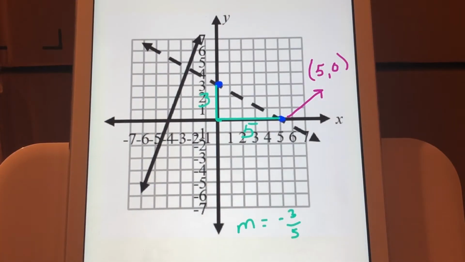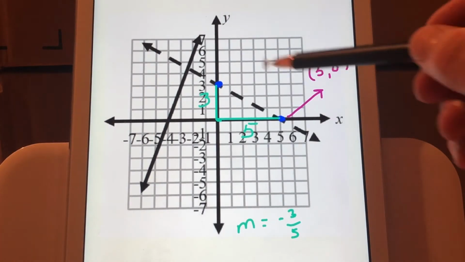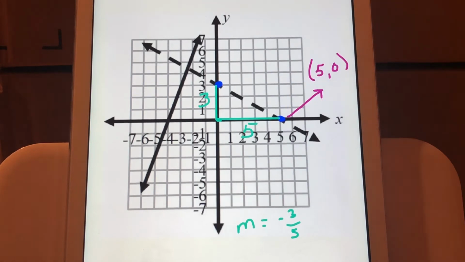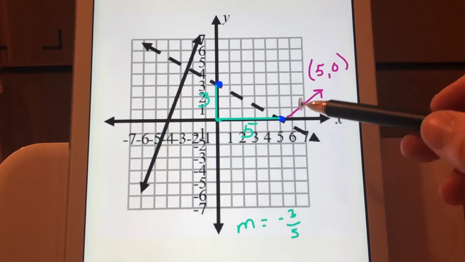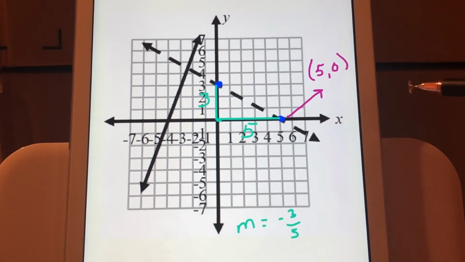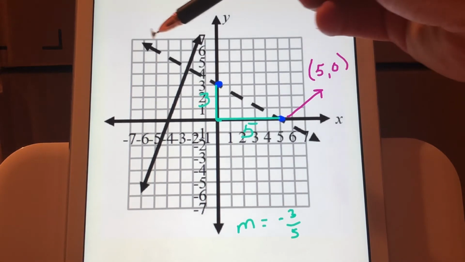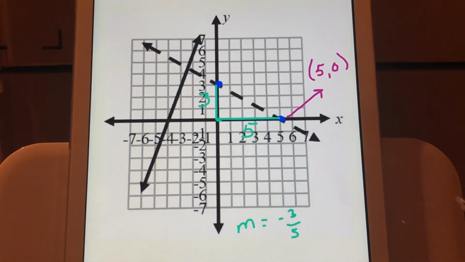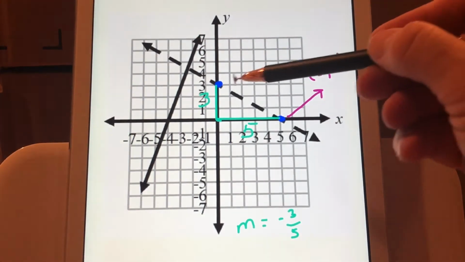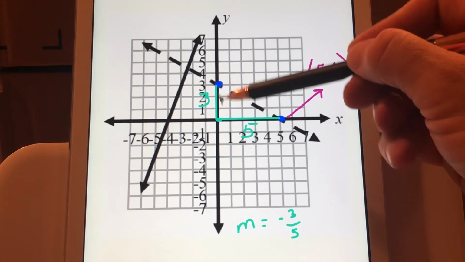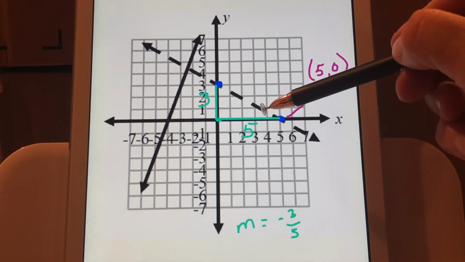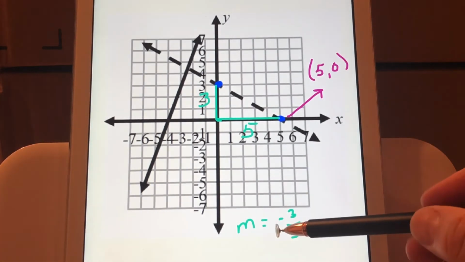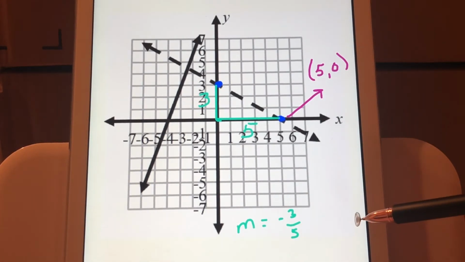Okay, let's look at the dashed line now. So for the dashed line, again, I've already marked up the graph here. I'm going to use the y-intercept and the x-intercept here to help me find the slope. The y-intercept here is at 0, 3. The x-intercept is at 5, 0. Okay. The line is going down from left to right, so I know the slope is negative. Okay. So the rise here, that's a positive 3, we'll call it 3. The run here is 5. Okay, and we know the slope is negative, so that would be negative 3 over 5, or negative 3/5.